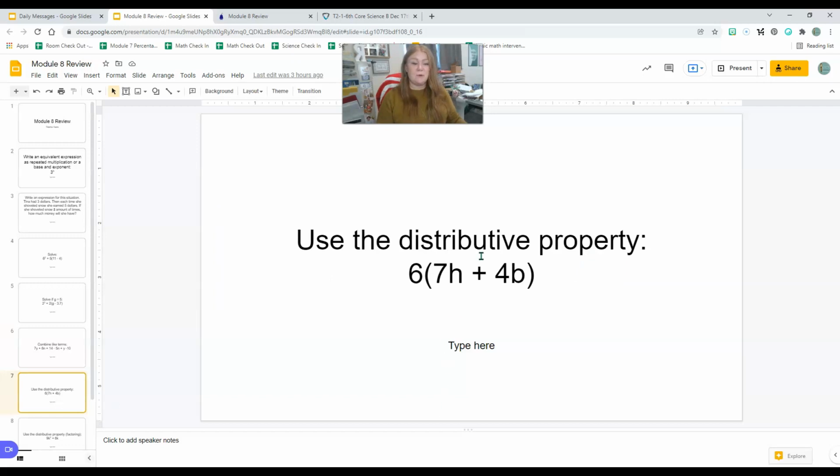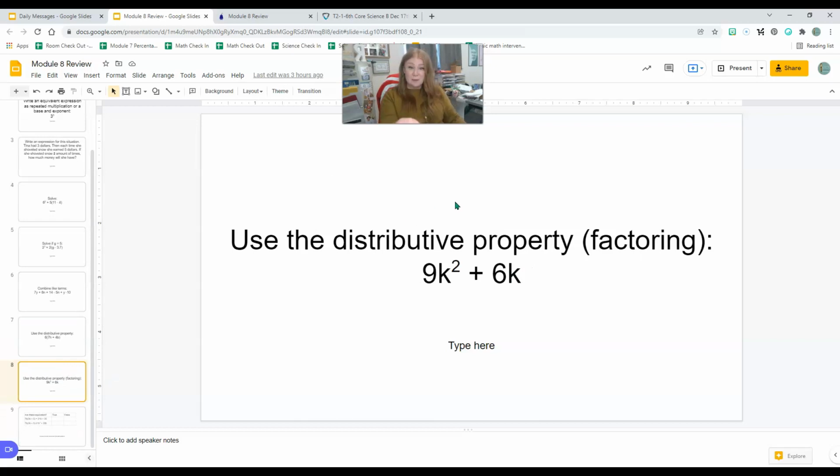Okay, number 7, we're going to use that distributive property. When we distribute, we give something out. So we're going to give to everything in this group. So 6 times 7 here with an H plus 6 times 4 with a B. There's no variable here, so 6 times 7 H's plus 6 times 4 B's.